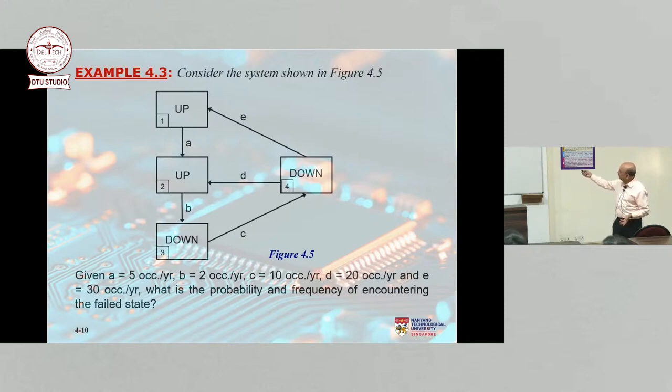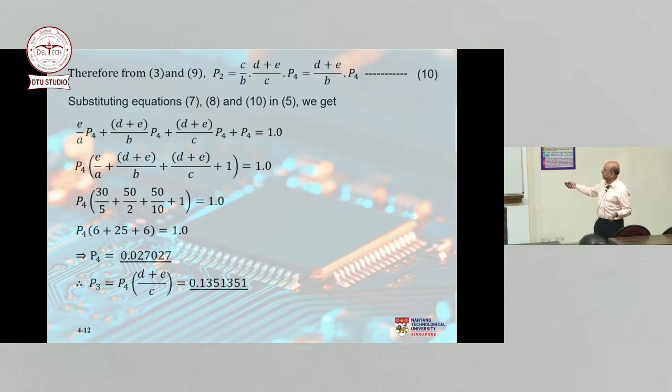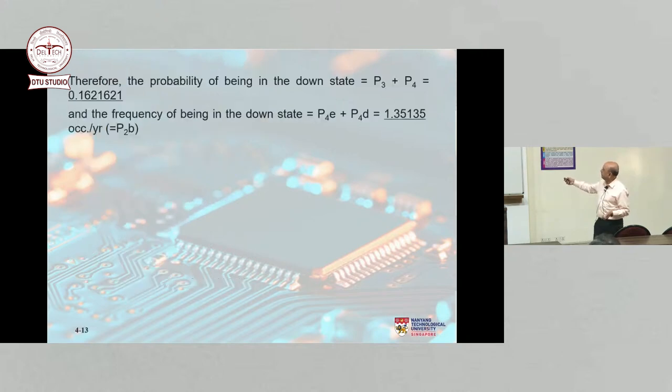So what's the frequency balance approach, for example, for this state? It is P1 times the departure, P1 times A is equal to P4 times E, right? Similarly, you can write for this state, this state. And of course you have to use another equation, because these 4 equations are not independent, only 3 of them can be used. So from these equations you can find P1, P2, P3, P4. I have done all the calculations for you, and these are the numbers that we come up with. So we can find all the probabilities and then we can find the frequency.